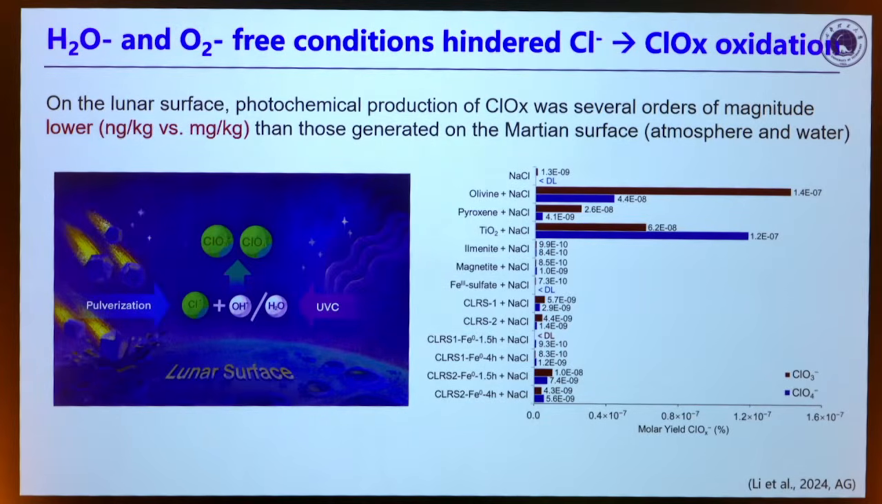So comparing the Martian condition and the lunar condition we are working on, we find that under the lunar condition, with no water and no oxygen, you actually have very low yields of perchlorate or chlorate, unlike on the Martian surface. Which suggests that water is actually the key for the Martian surface.